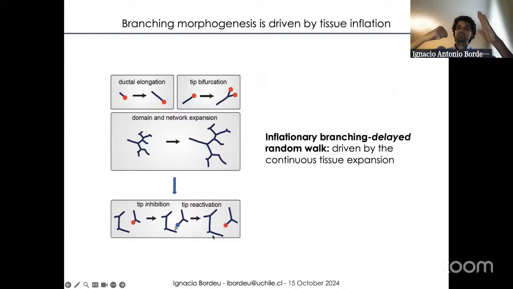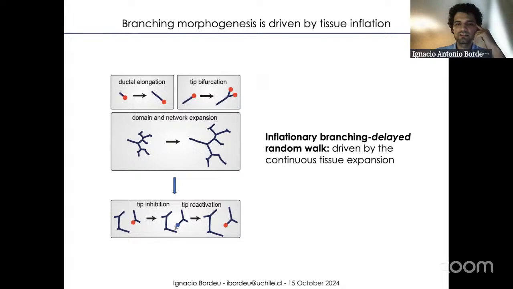So you can imagine that there is a tip that approaches a duct, but the ducts at the same time are separating because there are cells in between that are proliferating. And this means that these otherwise inactive tips can reactivate and continue their branching process. This is going to change the network, because it's going to continue elongating but also branching. Right? It's going to contribute to further development of the network. And this is how we came up with this idea of an inflationary branching and delayed random walk. The idea that there's a branching random walk occurring on an inflationary background, and that causes submerged tips not to be annihilated, but to be delayed.